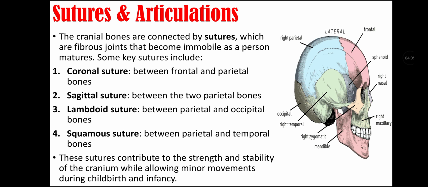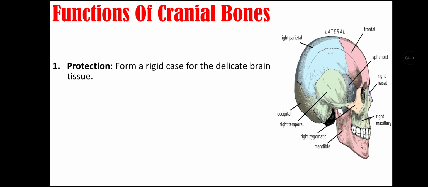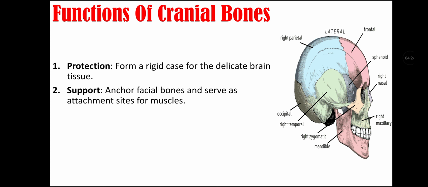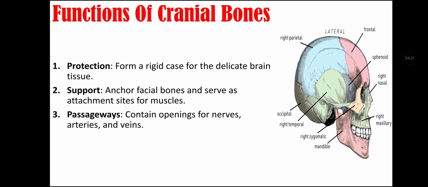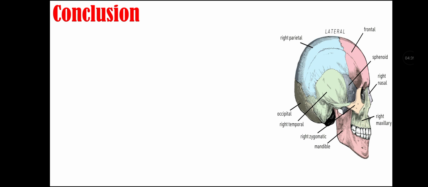These sutures contribute to the strength and stability of the cranium while allowing minor movements during childbirth and infancy. Functions of cranial bones. First function is protection, as they form a rigid case for the delicate brain tissue. Second function is support, as they anchor facial bones and serve as an attachment site for muscles. Third function is passageway, as they contain openings for nerves, arteries and veins. Fourth function is balance and hearing, as they enclose the structures of the inner ear.